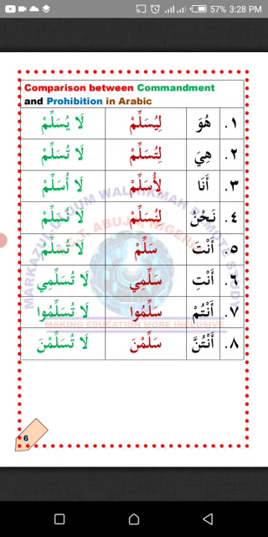Sab'a, number 7. Antum, all of you, referring to a group of male persons. Sallimu, you should all greet. La tusallimu, you should not greet. Thamaniya, number 8. Antunna, all of you, referring to a group of female persons. Sallimna, you should all greet. La tusallimna, you should not greet. La'alaka fahimt? I hope you understand. MashaAllah.